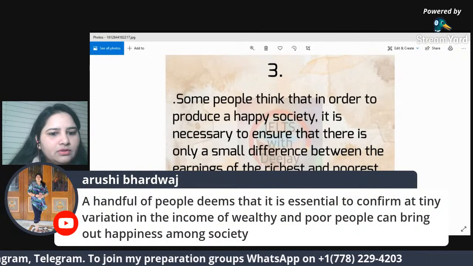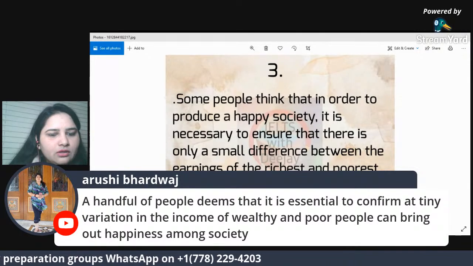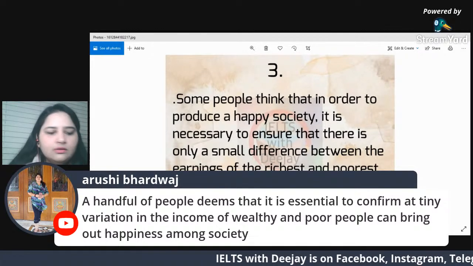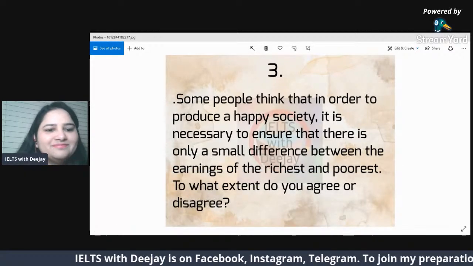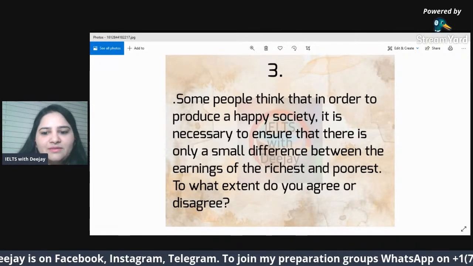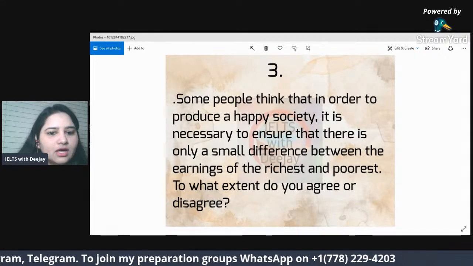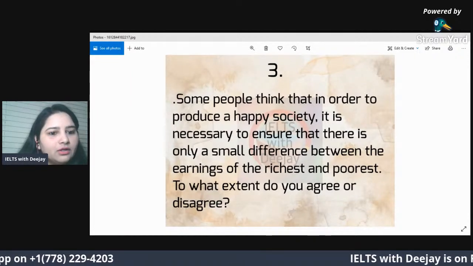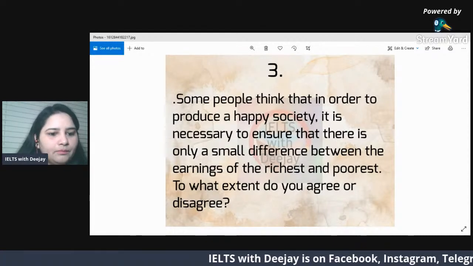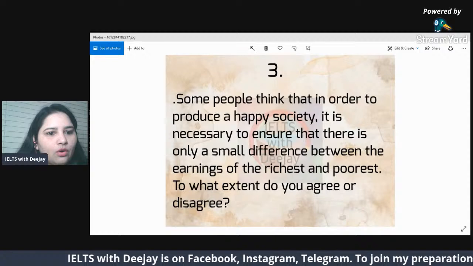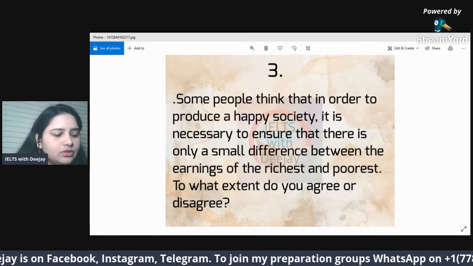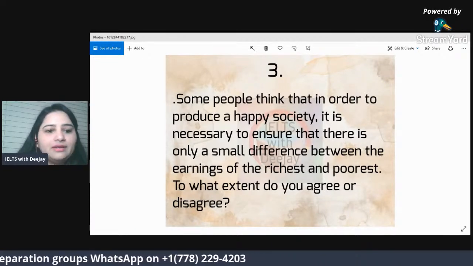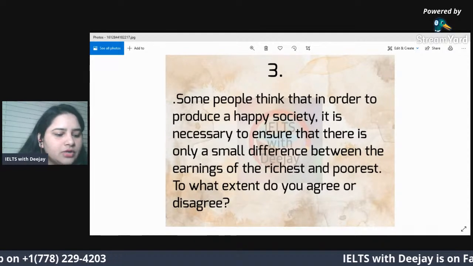Next is, a handful of people deem that it's essential to conform at tiny variation in the income of wealthy and poor people can bring out happiness among society. You can say that, and you have deleted it. So the thing is, you need to learn the simple words for good, for bad, for rich, for poor, for people, for think. You need to have some other words handy that you can use anytime. So make a diary in which you can write all these words, write the synonyms, write the words that you can use easily. This is what you have to do. Try to change the simple words. Rich and poor, you should not write. Try to write the synonyms.